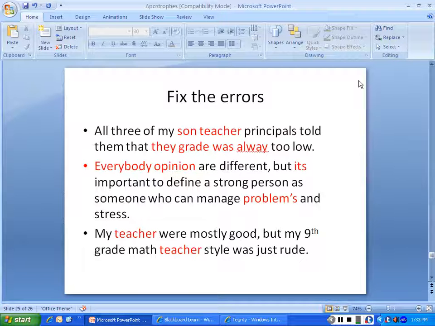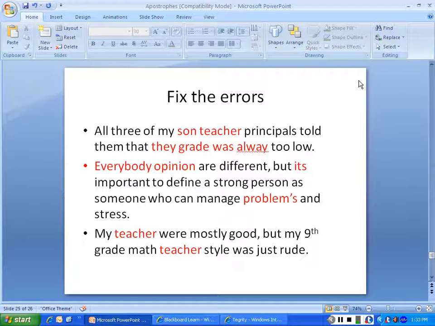We know that the principals belong to those teachers, so that probably needs to be possessive, and since it looks from the all three like there's more than one teacher, that probably needs to be plural possessive. We have they instead of a possessive pronoun, and grade looks like it might need to be plural. And always, we know, is simply spelled incorrectly. Everybody opinion. The opinion belonged to everybody, so that everybody probably needs to be possessive. The word are indicates that opinion is plural.